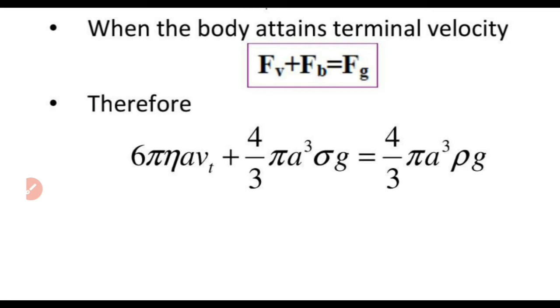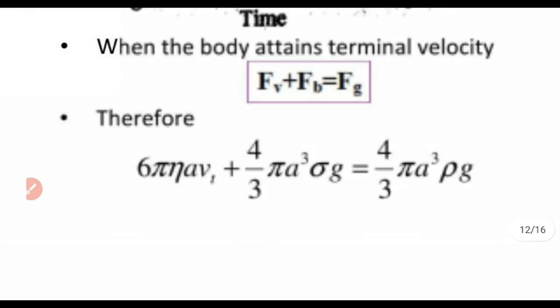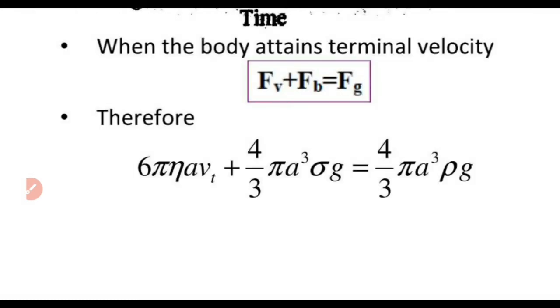That is the volume of the object. That much volume of the liquid is displaced. So that into the density of the liquid, that is sigma. So sigma is the density of the liquid, and g, in order to make it weight, mass into acceleration due to gravity. So we have mass into g, that m is 4 by 3 pi a cube sigma, where we have used the notion that density into volume. Volume is 4 by 3 pi a cube, that into sigma.